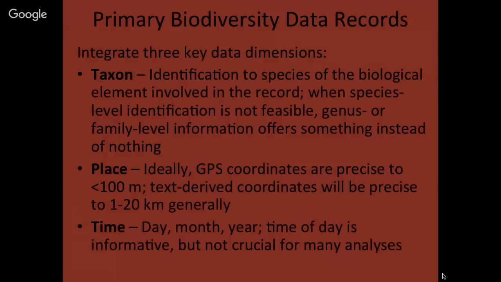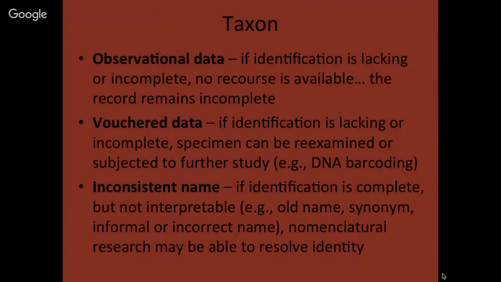And then finally, we need to specify our data records in terms of time. Generally, we want day, month, and year. Time of day sometimes is also provided, but at least for the sorts of analyses that I'll be talking about today, it's not crucial. So those are the 3 dimensions that are required for something to be a primary biodiversity data record. A couple of comments about each of these dimensions.